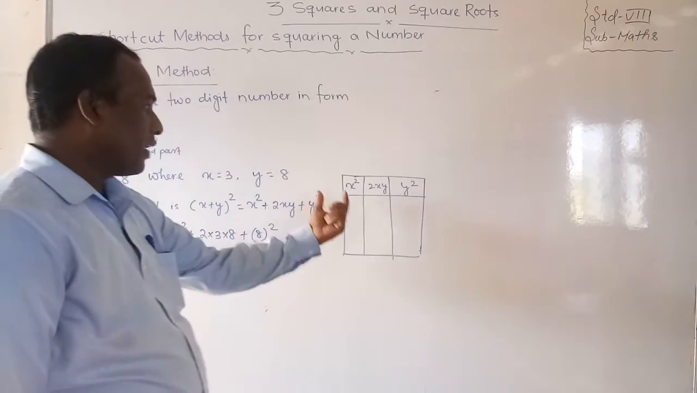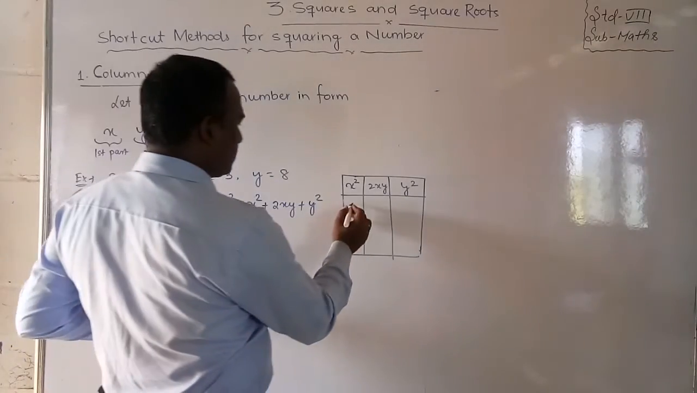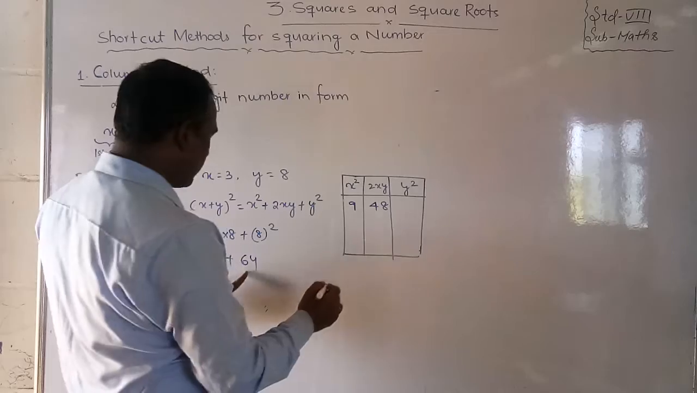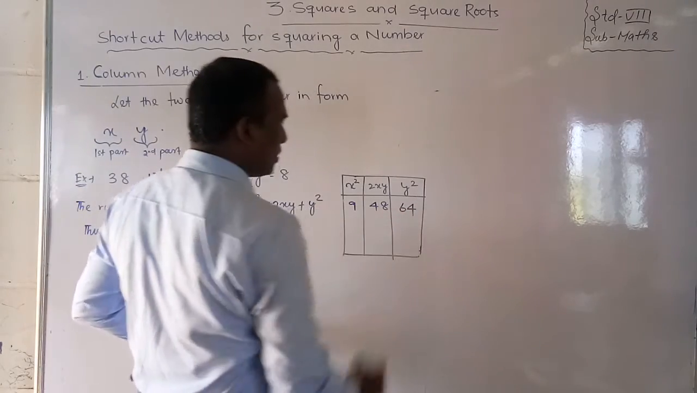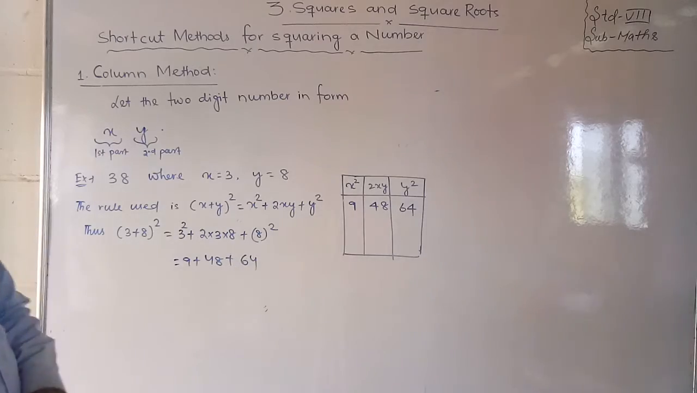And what are the values? You should write them down also. The first value, x square, came to 9. The second value is 48. The third value is 64. Are you clear, friends? So observe, friends: 9, 48, 64. Now what do you have to do?